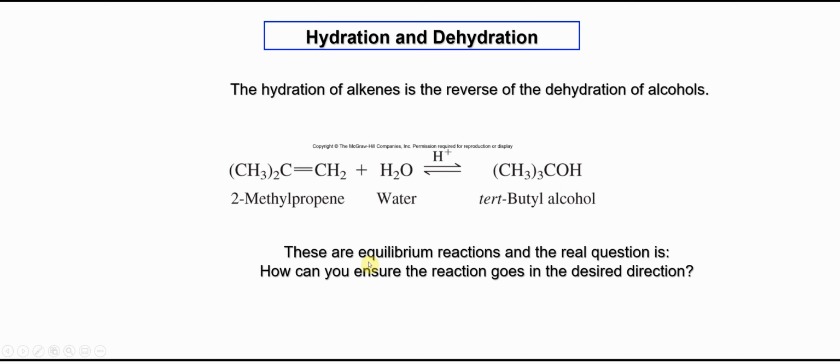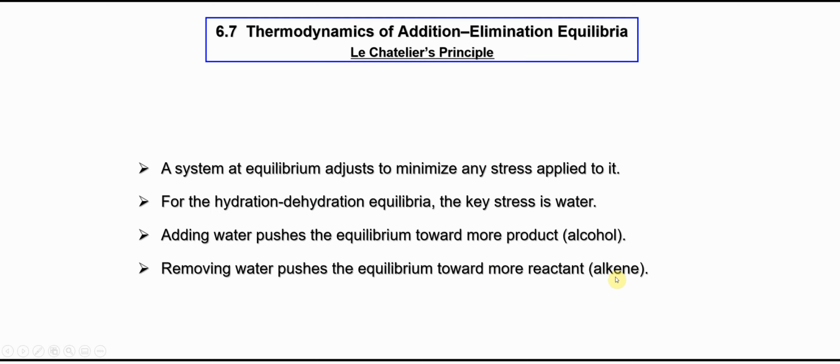The question is, when they are related to the equilibrium, which one is favorable? Forward reaction or reverse reaction is going to be favorable. How do you determine it? How do you ensure the reaction goes in the direction you hoped for? How can we ensure the reaction goes in the desired direction?